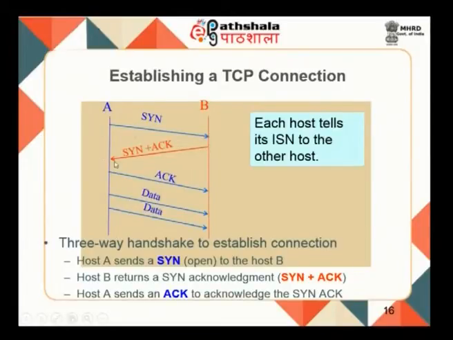So, now A has got an acknowledgement for its request, but it has also got a fresh request from B saying that B wants to establish a connection. So, A in turn will send an acknowledgement for B's SYN. So, you can see that SYN, SYN plus ACK and ACK. So, this is called the famous three-way handshake of TCP. Okay. And when this SYN is being sent, each host will tell the other host what is the initial sequence number that it is going to use. Okay. So, using this combination you establish a TCP connection.